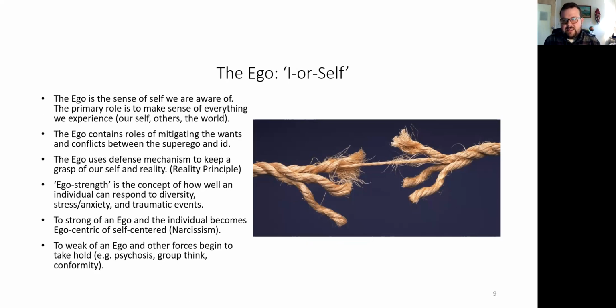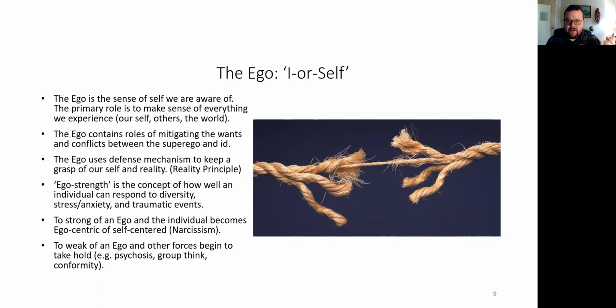So again, if we go back to the iceberg, the ego is above the water. And the ego has a lot of power. Its role is to mitigate the wants, needs, and conflicts between the superego, society, and the id, the instincts. And those are going to clash, going back to the toilet training component. Those will clash, and so the ego is going to find a way to balance those things.